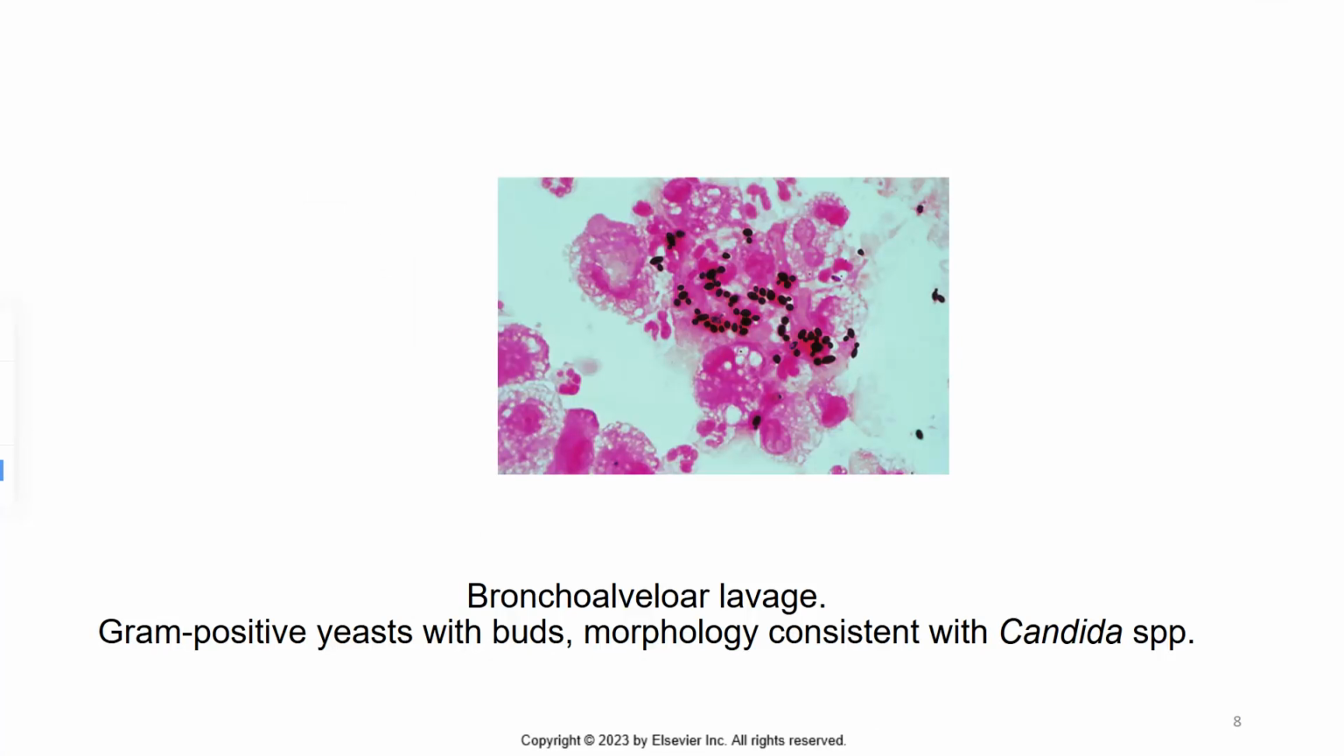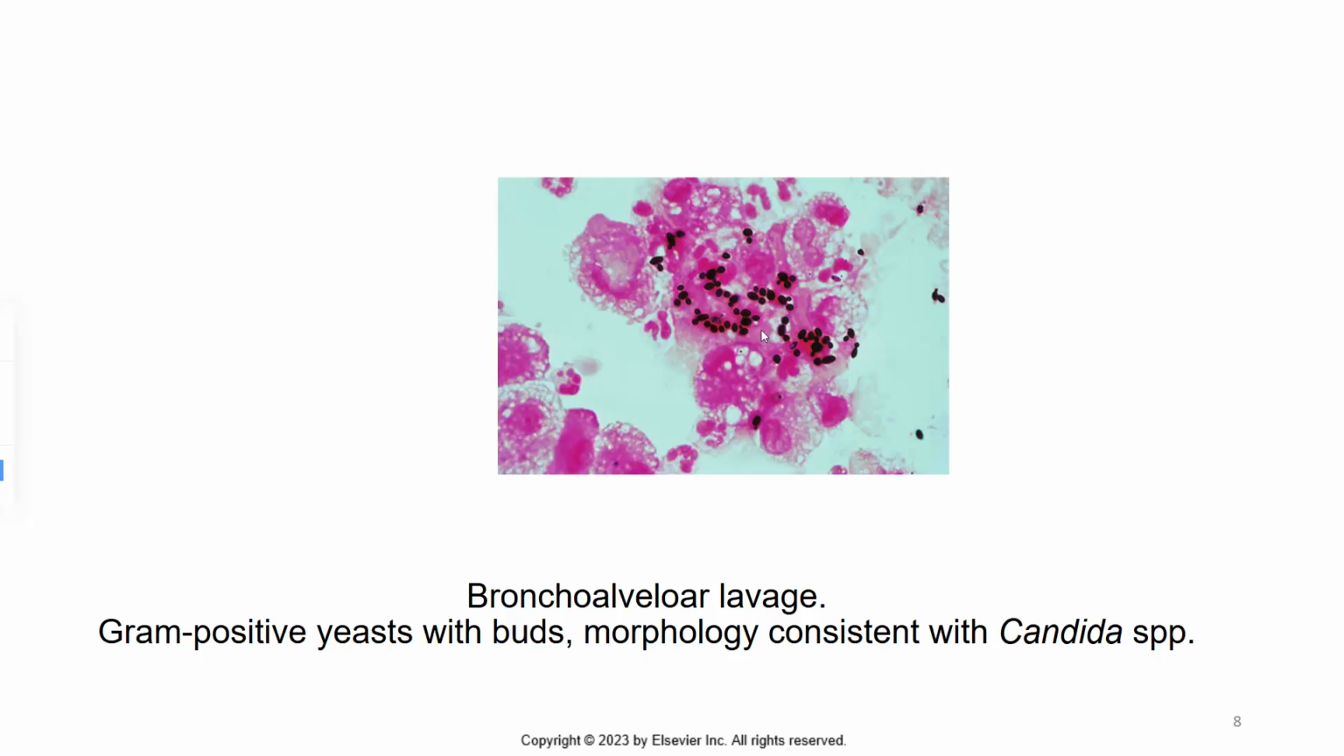So here you can see a bronchial lavage: gram-positive yeasts with buds. Morphology is consistent with Candida species. Now they call it gram-positive, but we don't have gram-positive or negative yeasts. What they're referring to is the color that it stains. If you perform a gram stain, it will appear to be gram-positive because it will end up staining purple, although it does not have peptidoglycan in the cell walls. I don't really like that the textbook refers to it as that, but here we are.